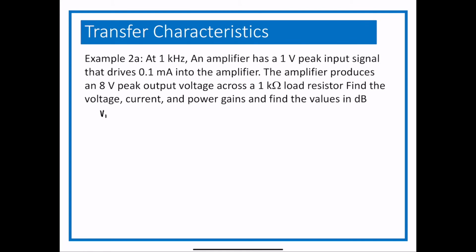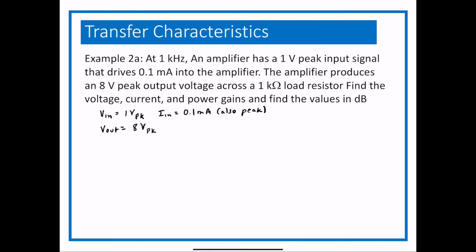So we have Vin equals 1 volt peak. And we do like to pay attention to whether it's peak or peak to peak. That's going to make a difference. We know that Iin is equal to 0.1 milliamps, and we're also going to assume that's a peak value, because the value given in voltage was peak. Vout is going to equal 8 volts, and again, that's a peak value.